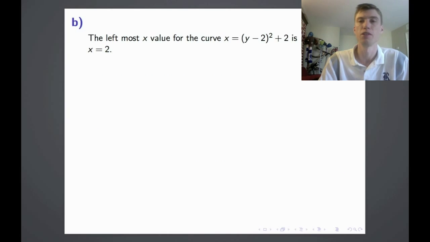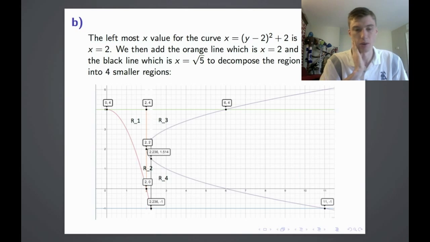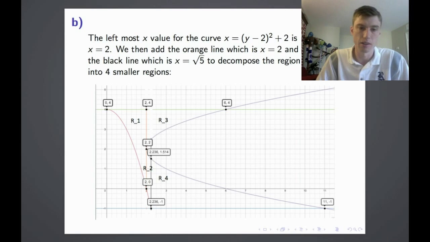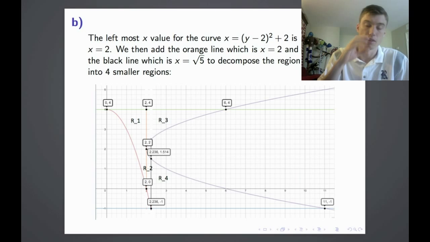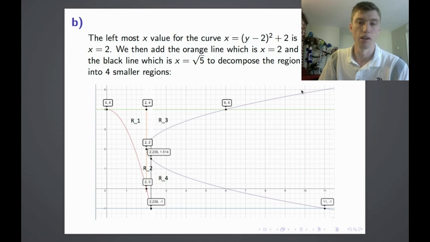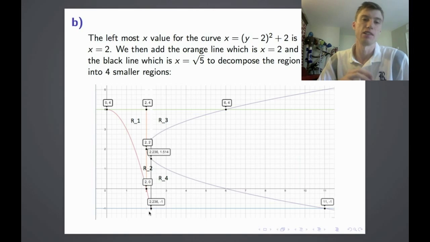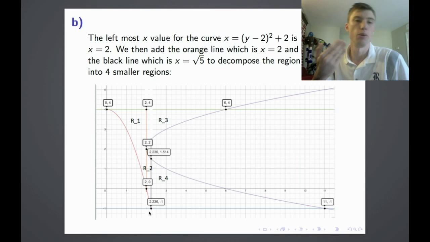So the leftmost value for these curves is x equals 2, and we can add the following orange and black lines. The contours of this graph are a little different than the previous image, but it's the same function. I just used a different graphing software. We're going to add in this orange line and this black line, and with this we can come up with 4 regions, and each of these regions has a well-defined top function and a well-defined bottom function.